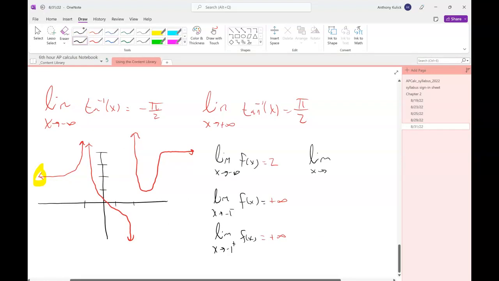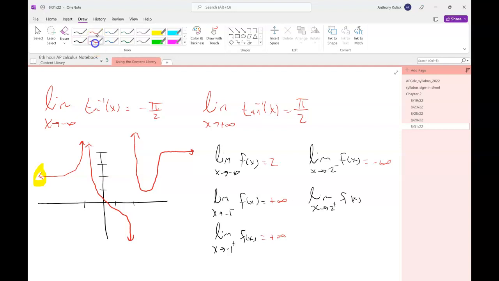Next one is the limit as x approaches 2 from the left. And that's going to negative infinity. And then we have the limit as x approaches 2 from the right of f of x, which is positive infinity. And then my last one, the limit as x approaches positive infinity of f of x, which is, looks like 4.